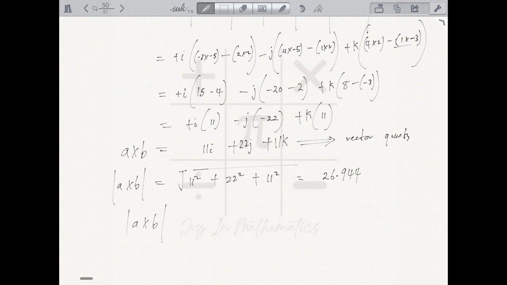I know you have been seeing this formula: A cross B equals modulus of A, modulus of B, sine theta. We'll learn about what this means and how to evaluate it when we are dealing with the angle between two vectors.